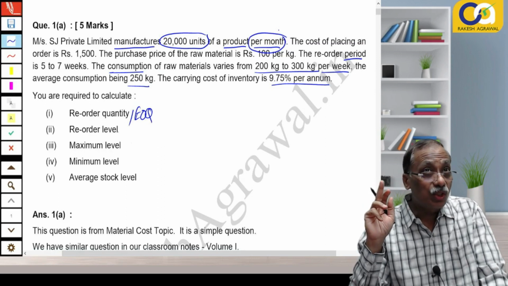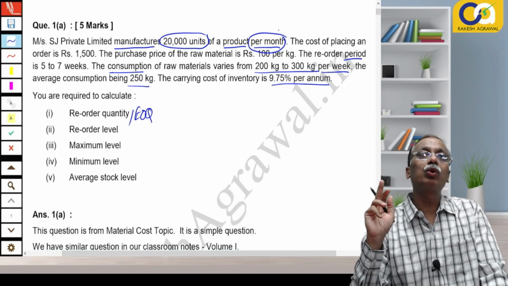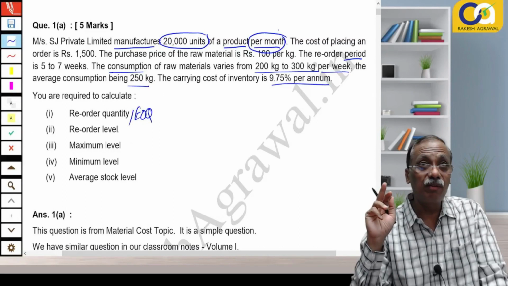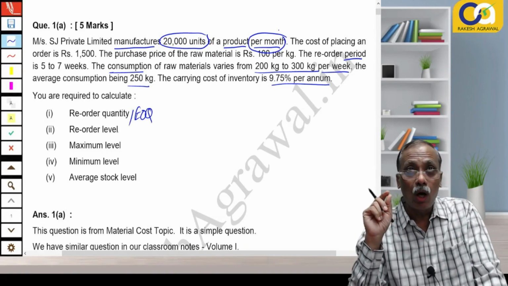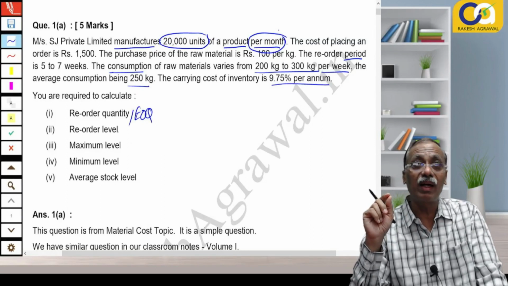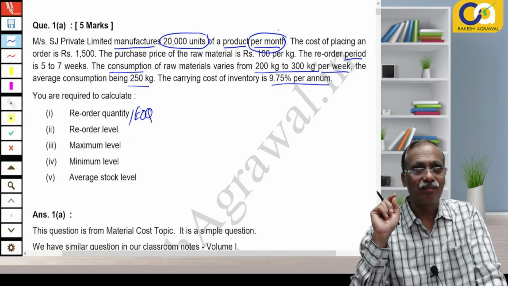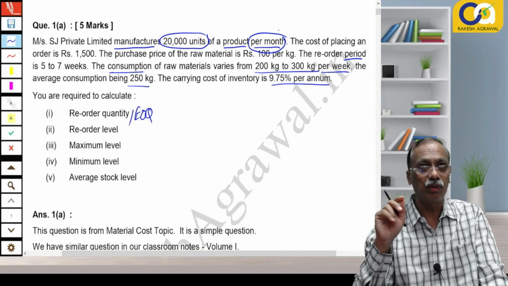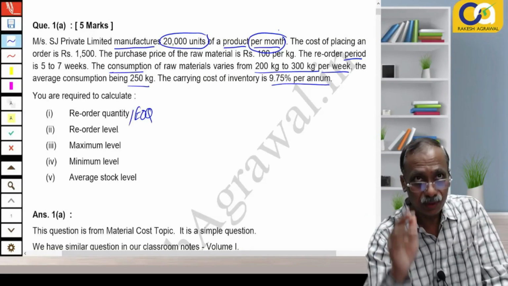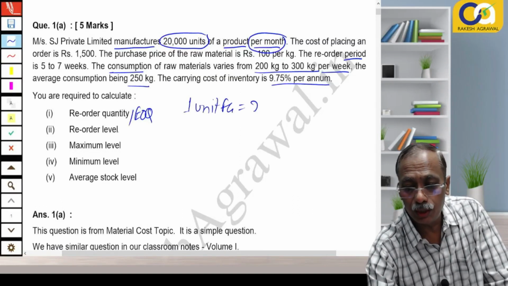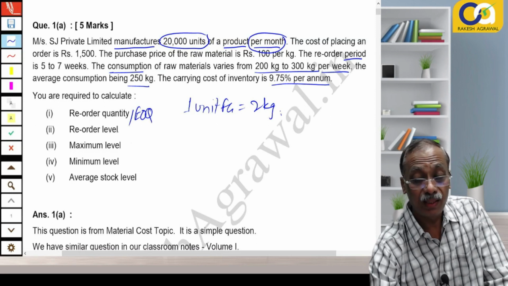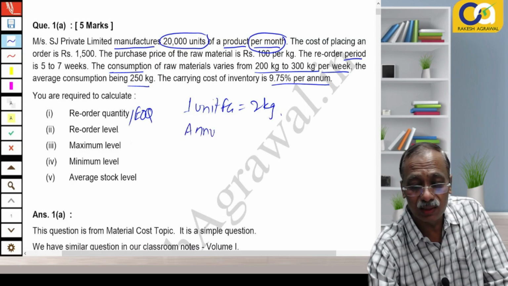Now, this 20,000 units information is of no use to you for solving the question, because that information relates to manufacture of finished goods. Actually, they should have given one more piece of information, and that is how much raw material is required to manufacture each unit of output. I repeat, how much raw material is required to manufacture each unit of output. It is not given in the question, but suppose if they say that to manufacture 1 unit of finished goods, you need 2 kg of raw material. Then using this information, we will get annual consumption.